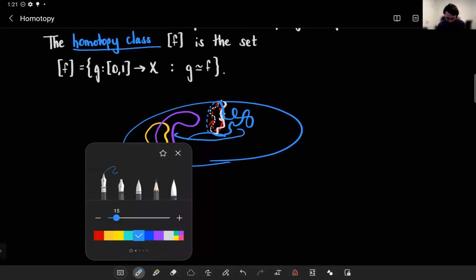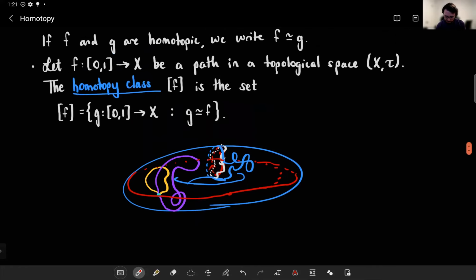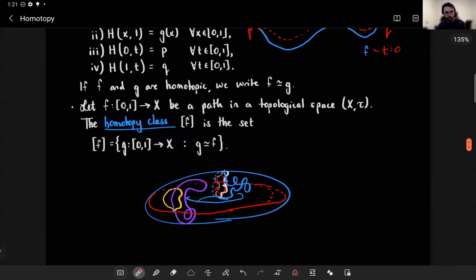And you might think for a while about whether there are any other homotopy classes. The answer would be yes. I can go around the exterior loop of the donut, and you can't deform that into either of the other two types of loops. So that's how you talk about homotopy classes: just what loops or what paths can be deformed into each other.